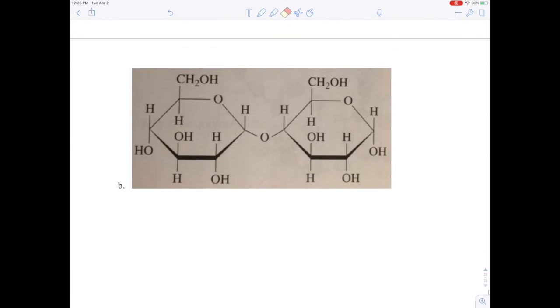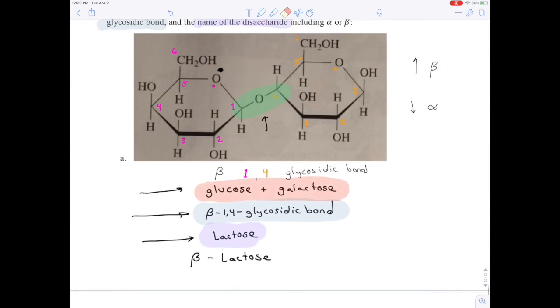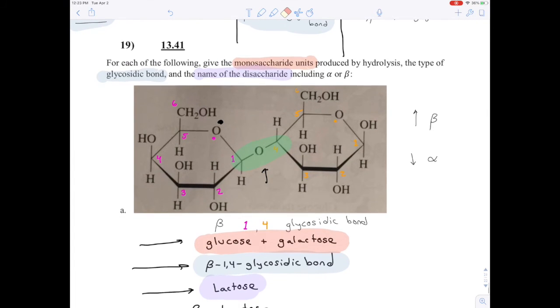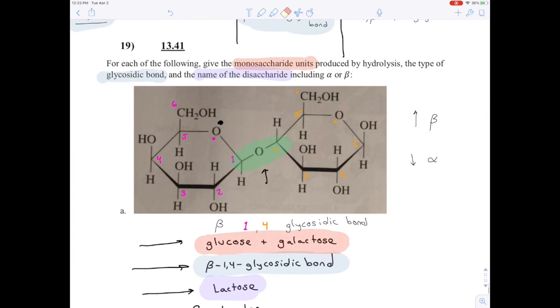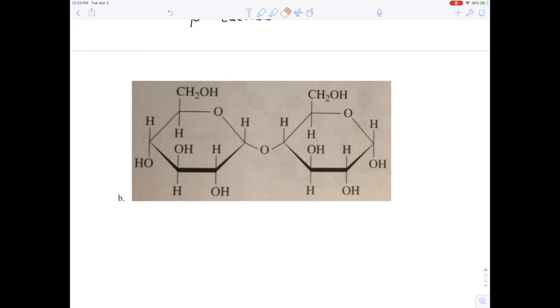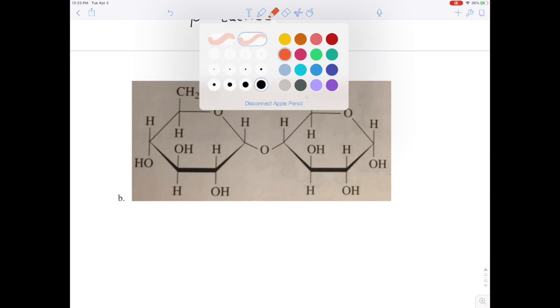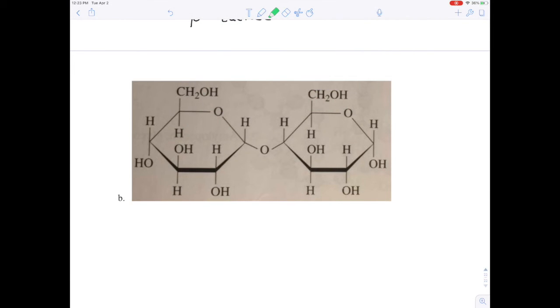Let's try that with another disaccharide. So we have three things we're looking for: monosaccharide units, glycosidic bond, and name of the disaccharide. I recommend you start with the glycosidic bond. Once you get that, everything sort of falls into place. The glycosidic bond is the ether, the oxygen connected to two carbons, that connects the two rings.